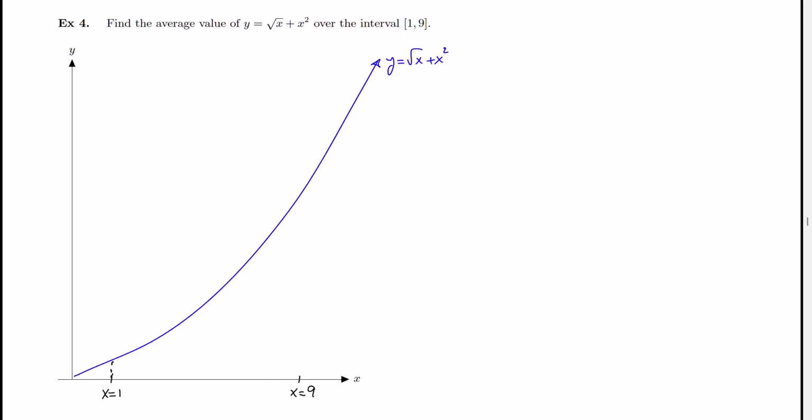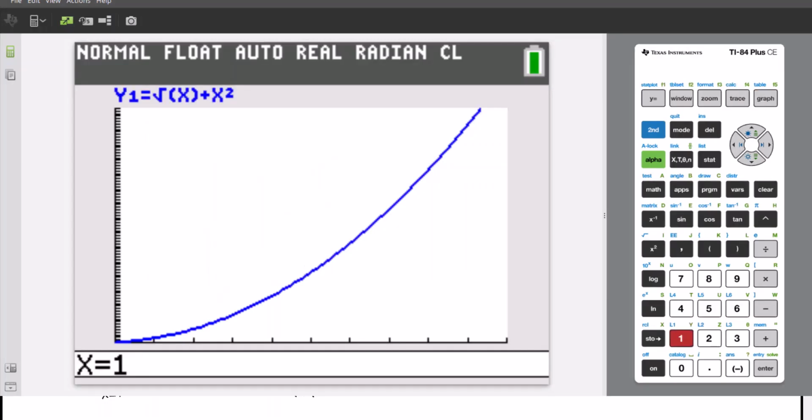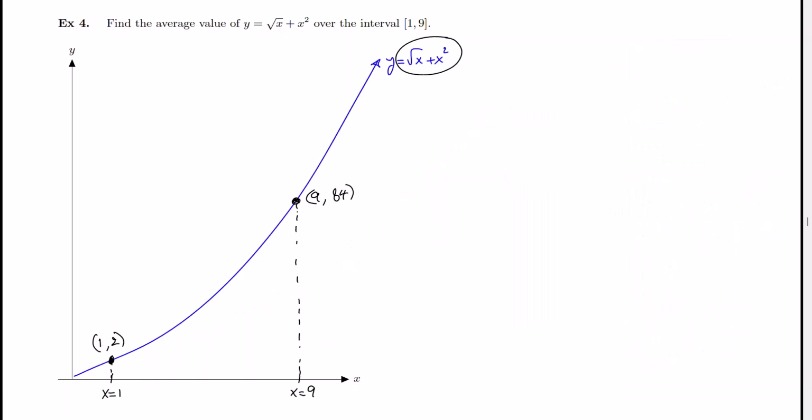I want to know the average value of the function between 1 and 9. I know at 9, the value was 84 when I traced it. And at 1, the value is really going to be square root of 1 plus 1 squared, which gives me a 2. If you want to confirm, you can go back to your calculator, click trace 1, hit enter, and you'll see that the y coordinate is equal to 2. So that's good. Now we know what we're dealing with.